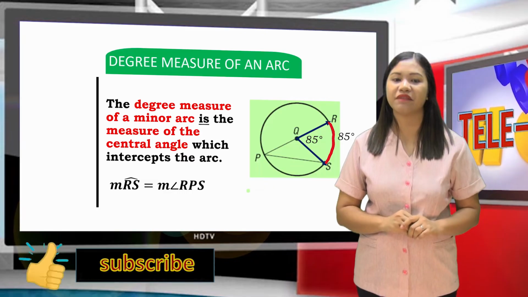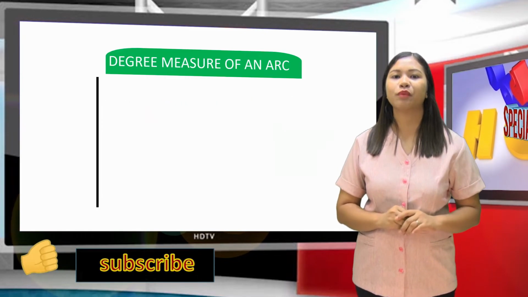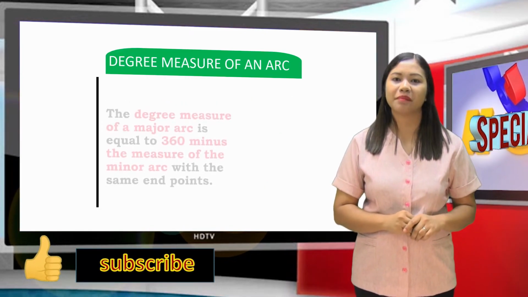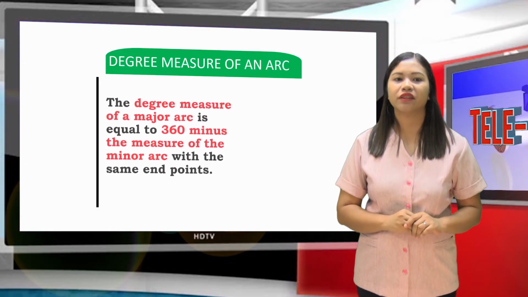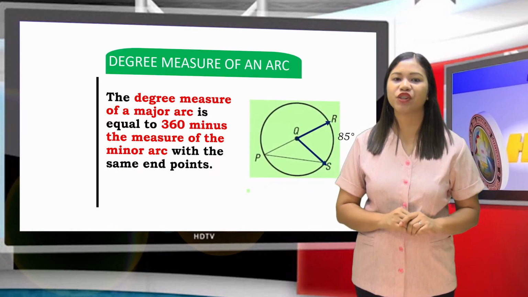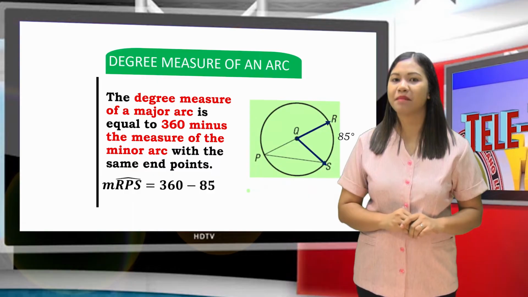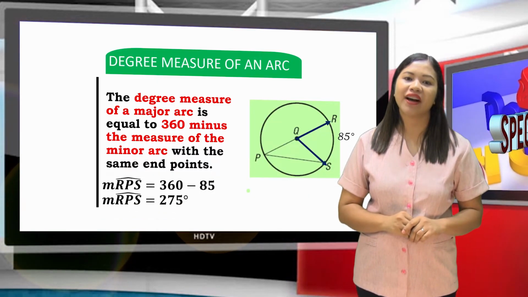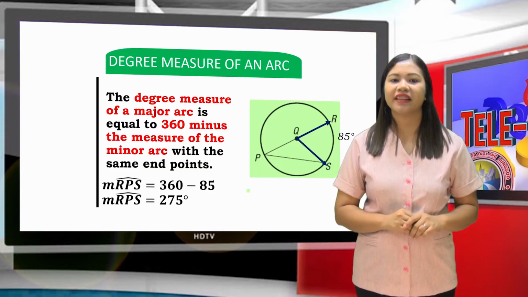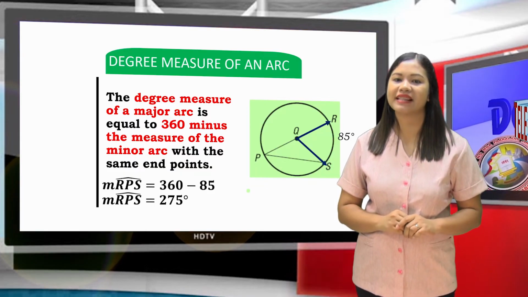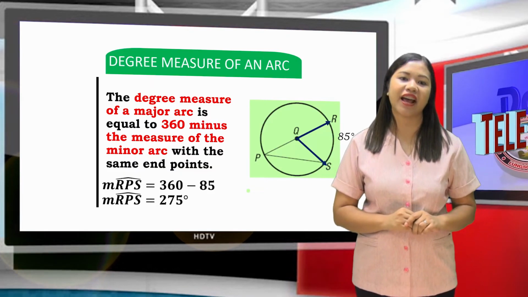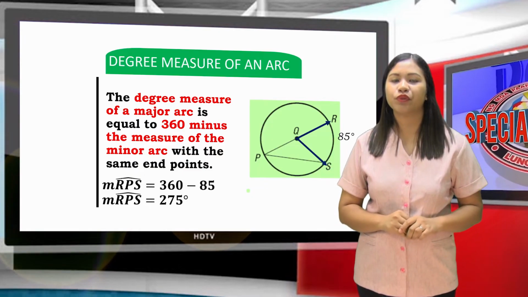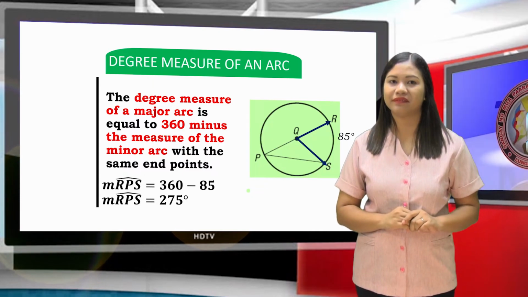The third one is the degree measure of the major arc is equal to 360 minus the measure of the minor arc with the same endpoints. In this figure, since the measure of arc RS is 85, then the measure of arc RPS is 360 minus 85, which is equal to 275.